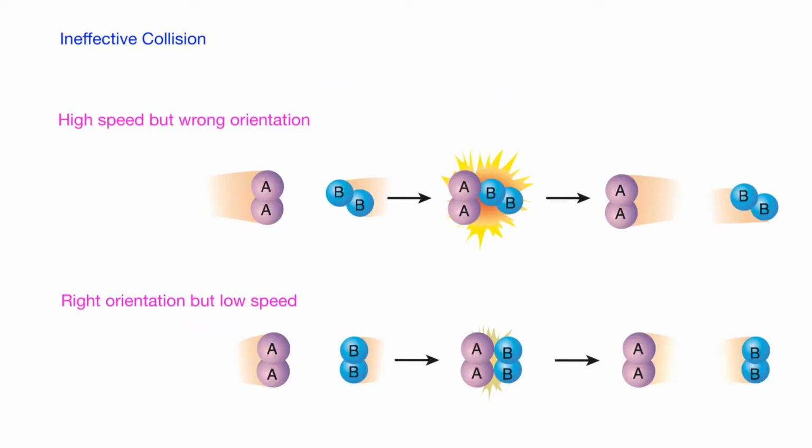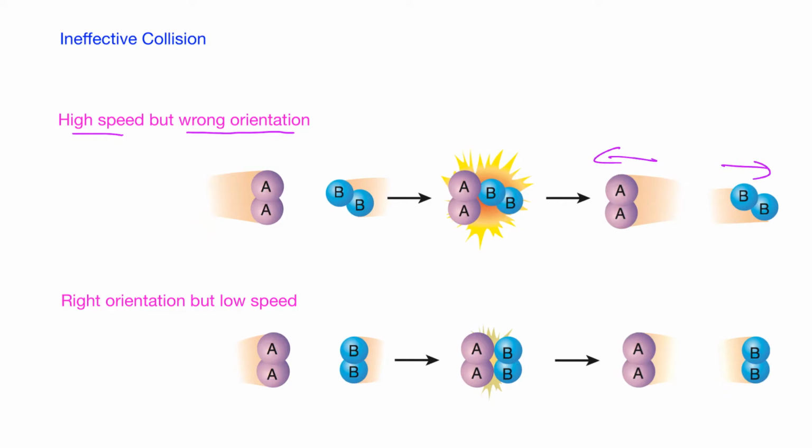There are 2 types of ineffective collisions. The first one has high speed but wrong orientation. You can see the 2 particles here, AA and BB, are not facing directly toward each other. So even though they have a very high speed, bombing into each other, they are not in the right orientation. They will just bounce back in 2 different directions without forming any product.